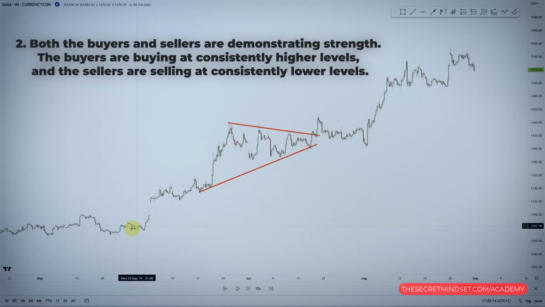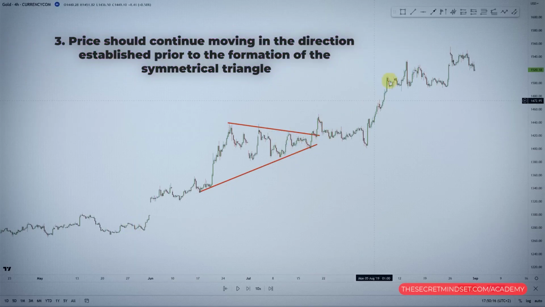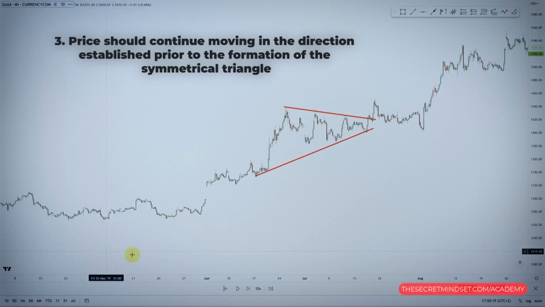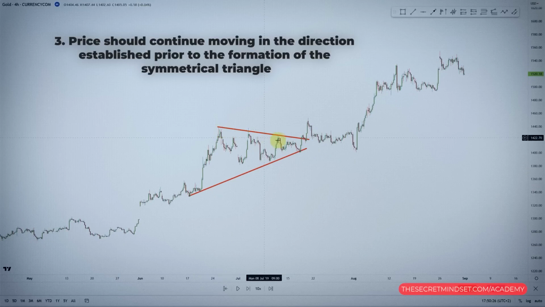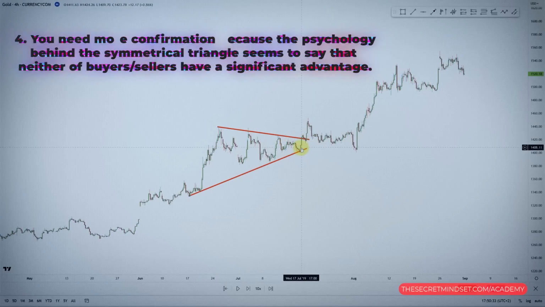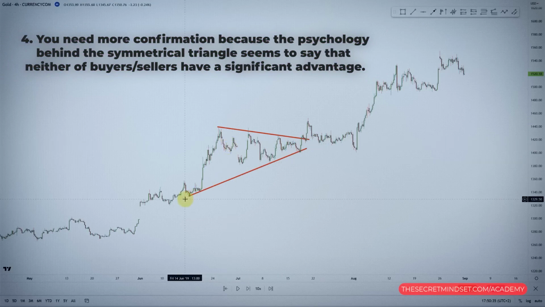Symmetrical triangles are assumed to be continuation patterns. In other words, the price should continue moving in the direction established prior to the formation of the symmetrical triangle. In these cases, the triangle itself is basically a consolidation that occurs within the trend. However, the pattern itself shows that both buyers and sellers have a similar degree of control, so the psychology behind the symmetrical triangle seems to say that neither of them have a significant advantage.